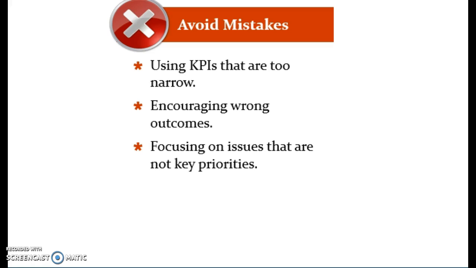Using KPIs that are too narrow. This means you should limit the use of metrics that focus on discrete events and isolated points as indicators of overall success of the process. Encouraging wrong outcomes. By this, I mean you need to eliminate measurements that promote activity rather than needed output. Focusing on issues that are not key priorities. In other words, it's important to avoid the development of internally focused myopic production goals that are disconnected from the overall strategy of the organization.